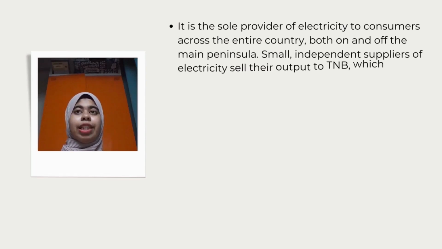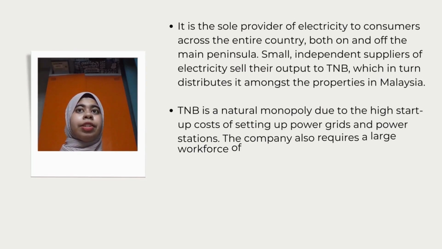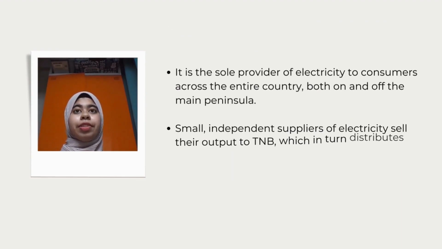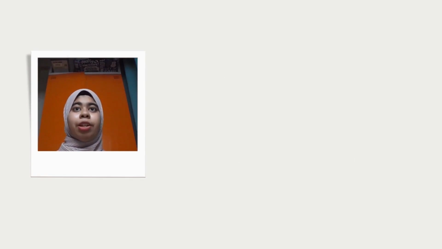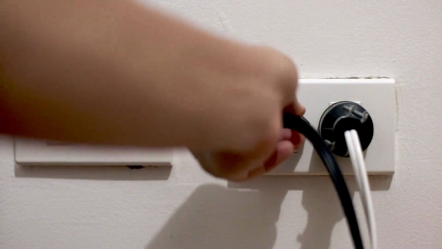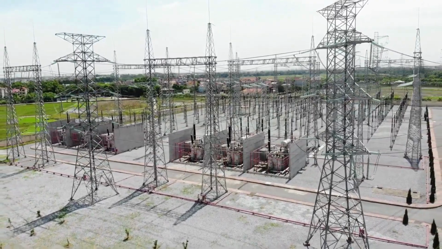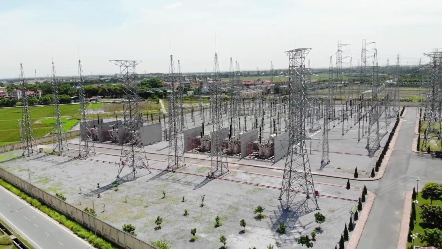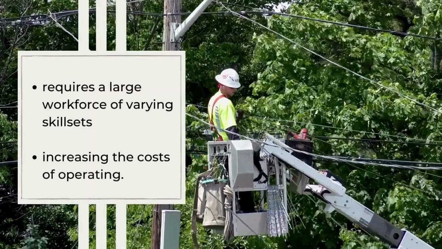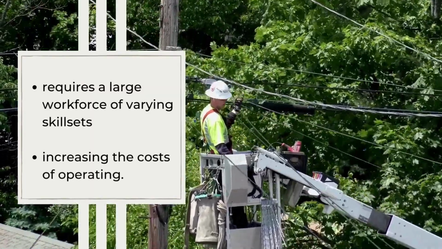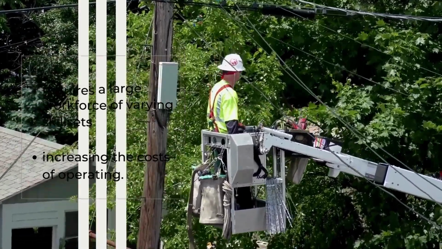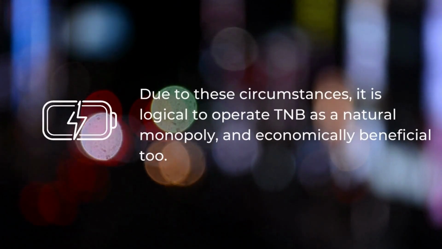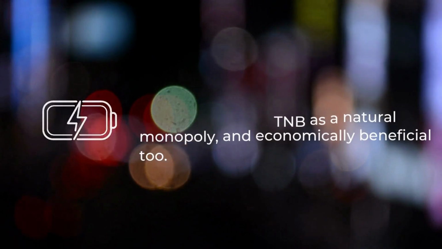TNB is the sole provider of electricity to consumers across the entire country, both on and off the main peninsula. Small independent suppliers of electricity sell their output to TNB, which in turn distributes it amongst properties in Malaysia. TNB is a natural monopoly due to its high startup cost of setting up power grids and power stations. The company also requires a large workforce of varying skill sets, thus increasing the cost of operating. Due to this, it is logical to operate TNB as a natural monopoly and economically beneficial too.